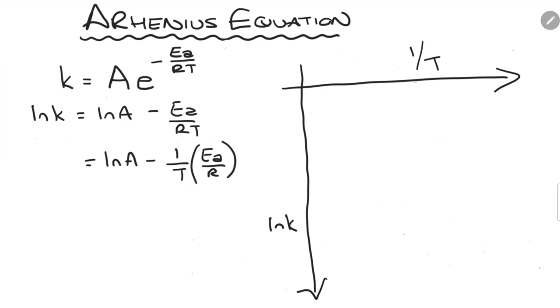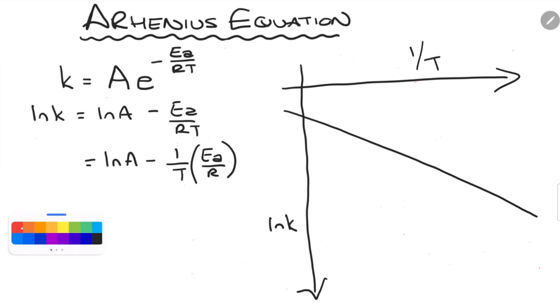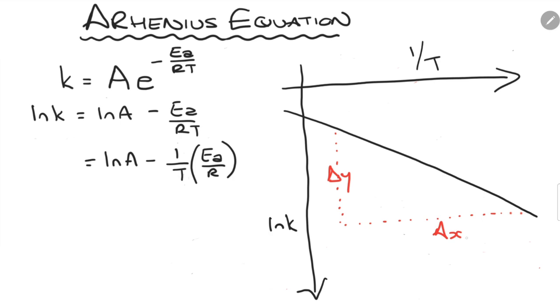Again, sometimes you may want to scale your 1 over T value to make it nicer looking numbers that you can plot. And we would then get a straight line, y equals mx plus c, whereby we calculate the gradient by taking dy by dx, or rise over run, however you term the gradient. If we calculate the gradient of that graph, that would give us Ea over R.